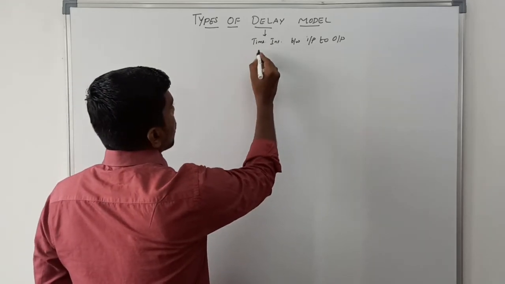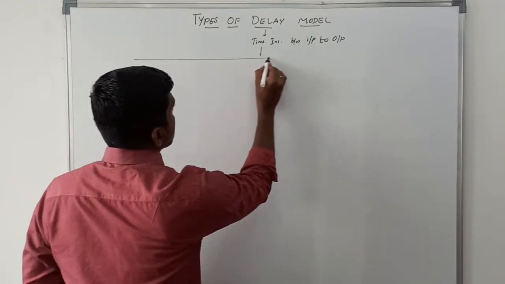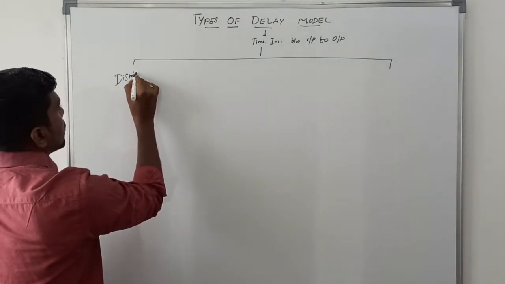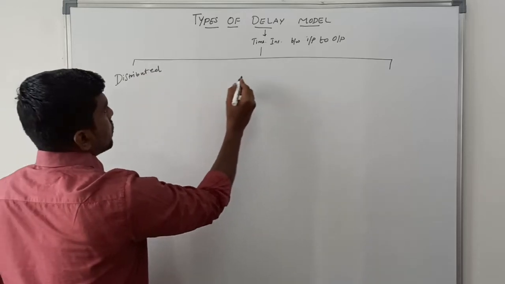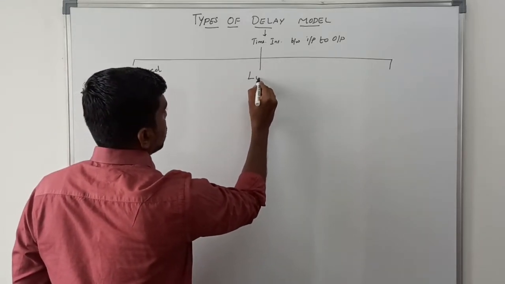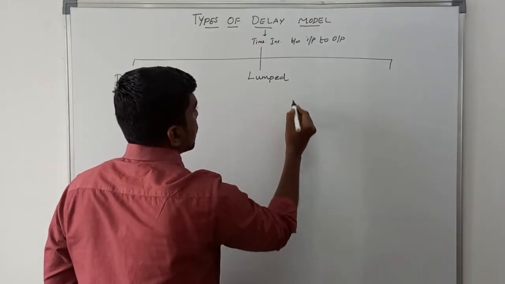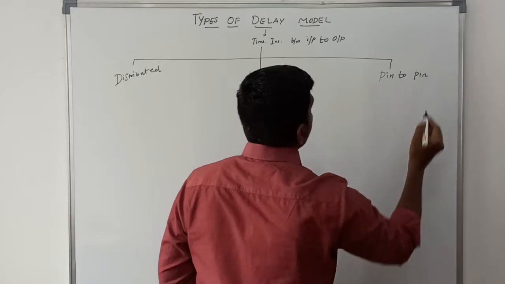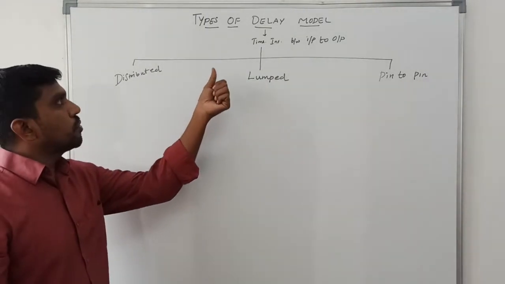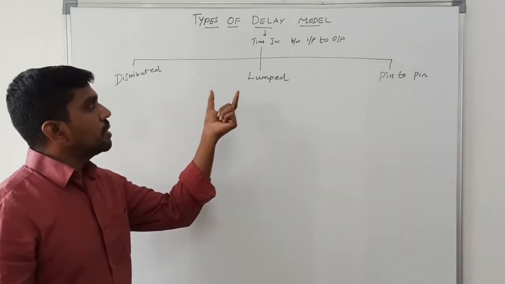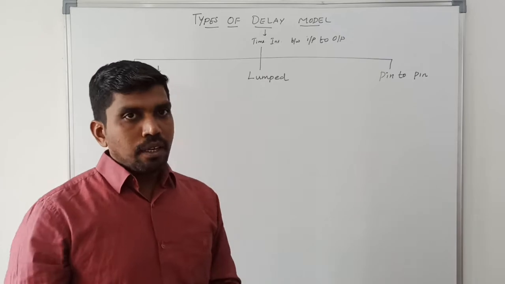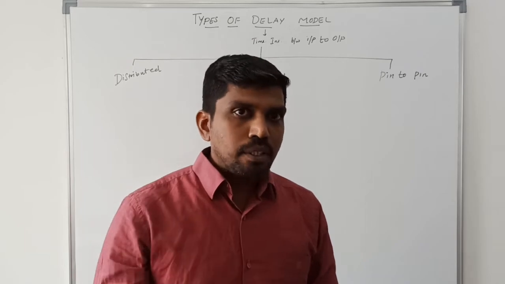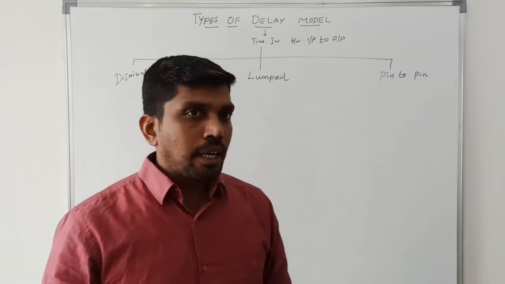This delay model is classified into three types. First one is distributed delay model, second one is lumped, third one is pin to pin. These are the three classifications of delay model, based on how the time delay is applied. In the distributed delay model, you apply the time delay for each element.